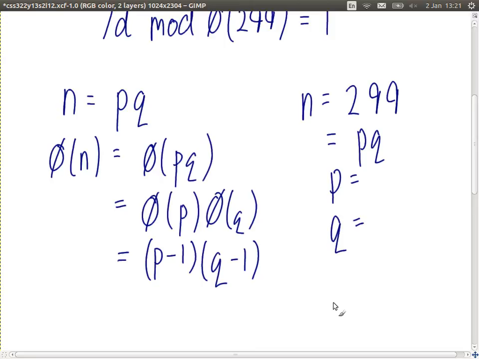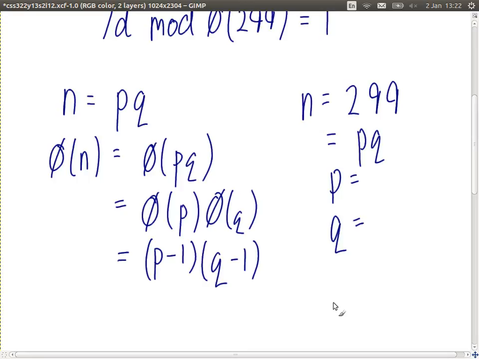Brute force. Well, yeah. Intelligent brute force. Let's try some primes. That is, 299 divided by some prime number should equal some other prime number, or an integer. Yes, it's that number. So, 299, let's try some primes.